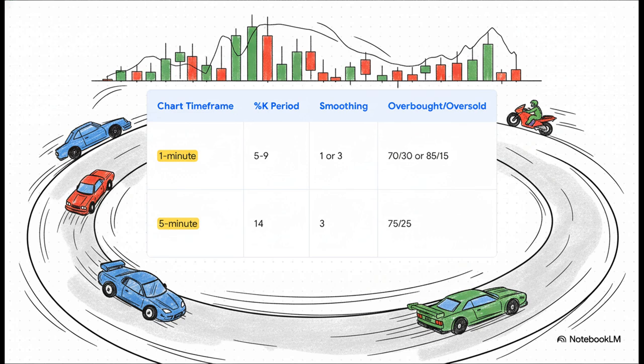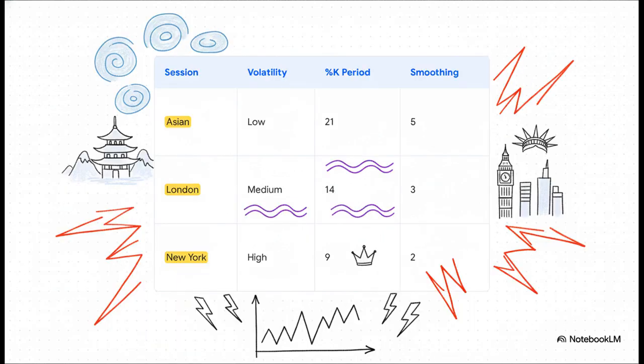But then, let's say you zoom out to a 5-minute chart to confirm things, well, you can afford to slow it down a bit to a 14-period setting to get a more stable, reliable signal. And believe it or not, the time of day matters too, a lot. The Asian session is usually pretty low-key, low volatility. So you can use a slower setting like 21:5 to filter out all the random noise. But then, when the New York session kicks in and things get wild, you need to tighten everything up to something like 9:2 to really capture those fast moves. It's all about matching your tool to the environment.